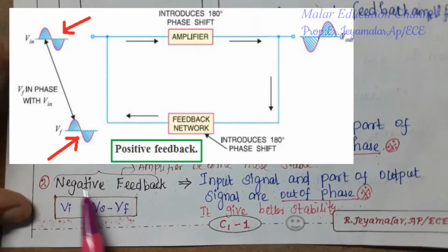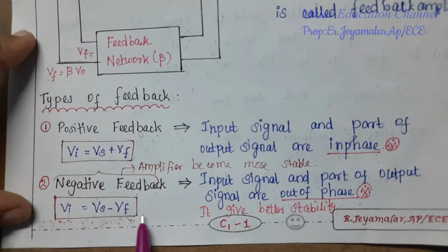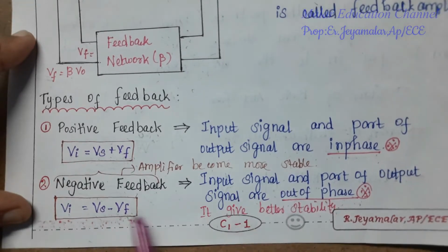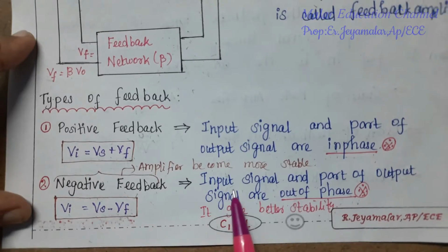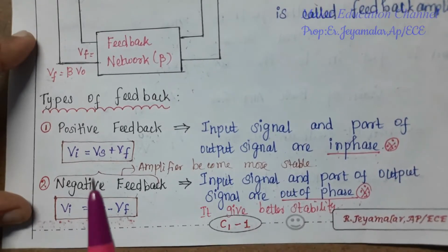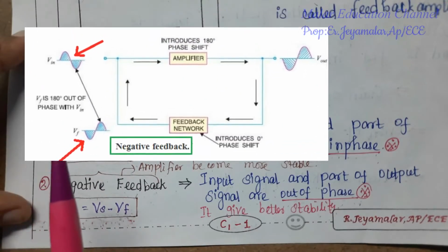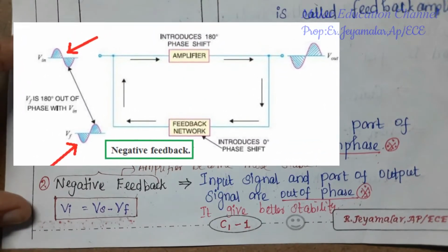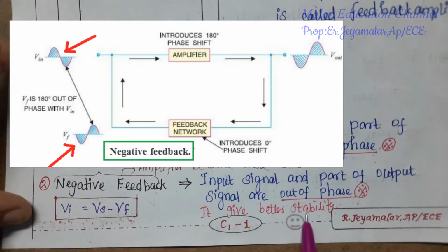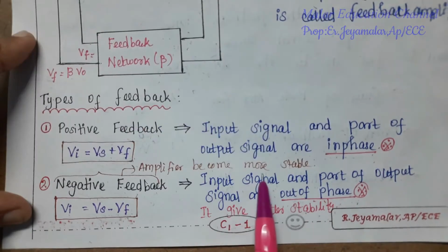Next, negative feedback. In this negative feedback amplifier, Vi, that is input voltage, equals source voltage minus feedback voltage. In this negative feedback amplifier, the input signal and part of the output signal are out of phase. See this still here, input waveform and output waveform are both out of phase. Compared to positive feedback, negative feedback gives better stability and also becomes more stable.